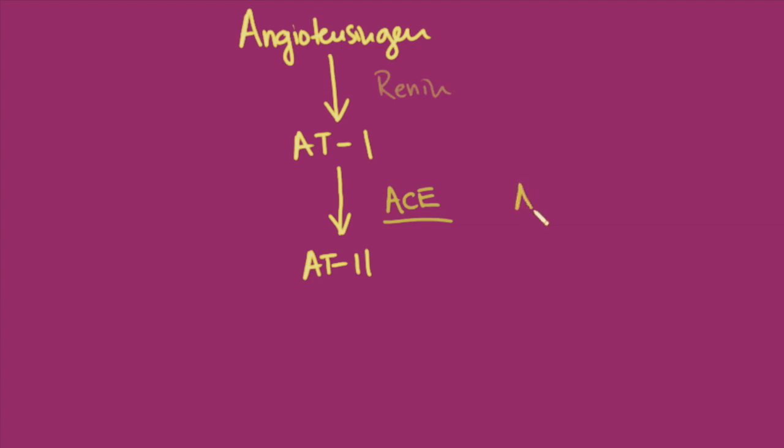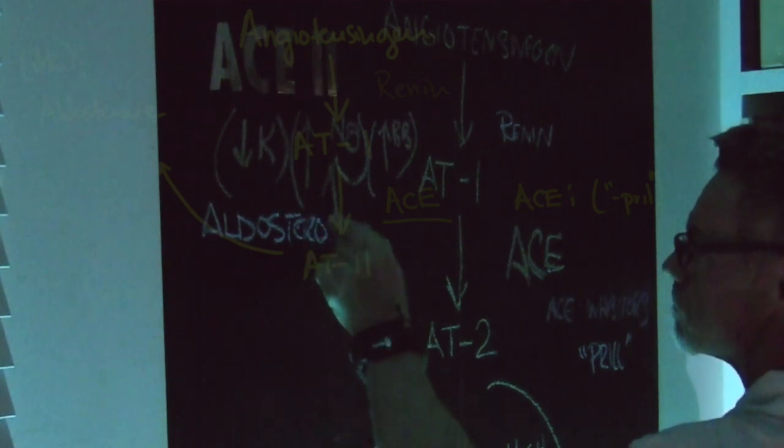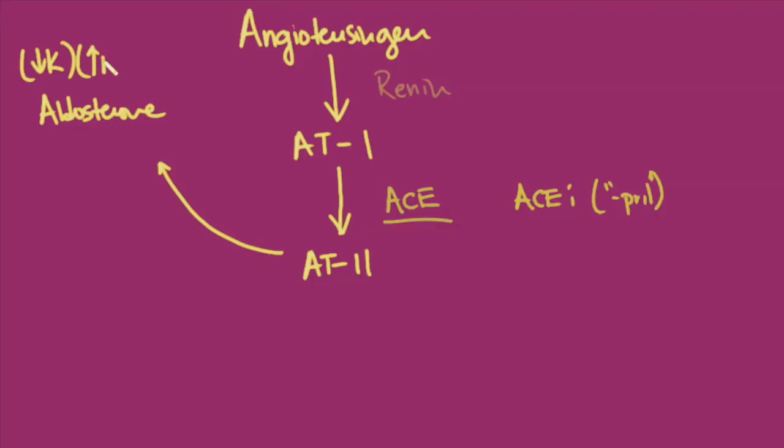It does convert angiotensin 1 to angiotensin 2, and we can inhibit ACE by giving someone an ACE inhibitor. And these are the medications that end in prils. So captopril and lisinopril, et cetera. So angiotensin II is a powerful vasoconstrictor. It also stimulates the adrenal gland to make aldosterone, which has the action of lowering potassium and increasing sodium concentration, and therefore increasing blood pressure.